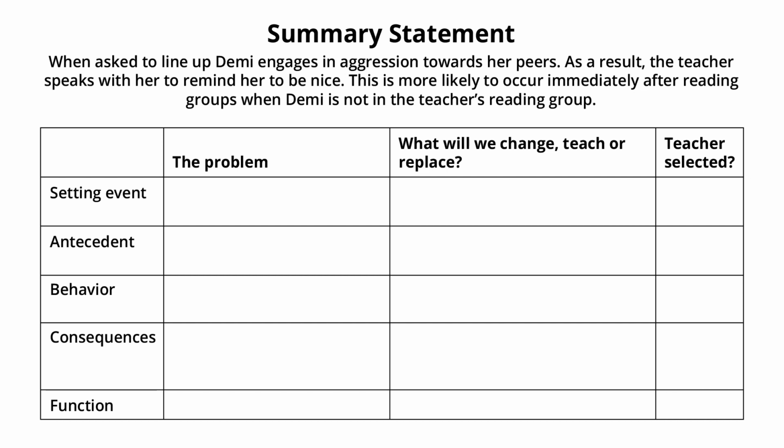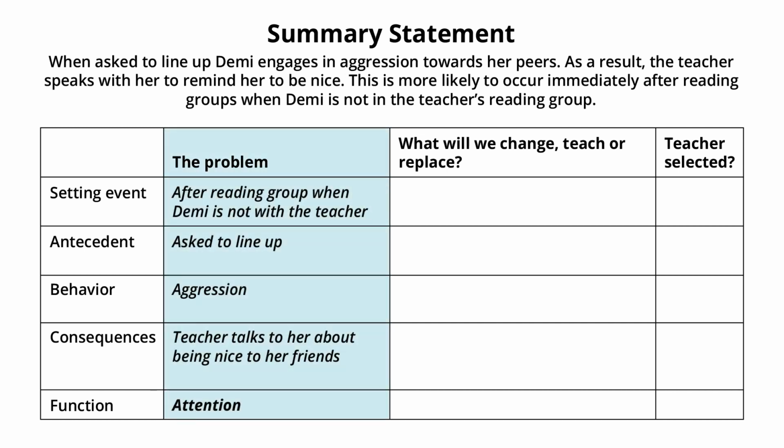The summary statement is at the top of the page. Use information from the summary or hypothesis statement to fill in the problem column. Then develop a comprehensive intervention plan to match each component of the hypothesis statement. Always keep the function of the behavior as the foundation of the intervention strategies. In this case, always consider the function of attention.